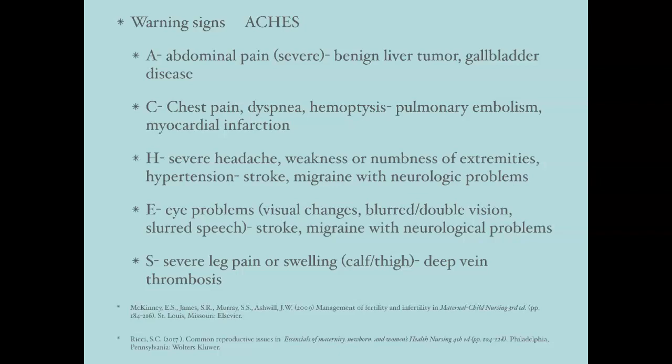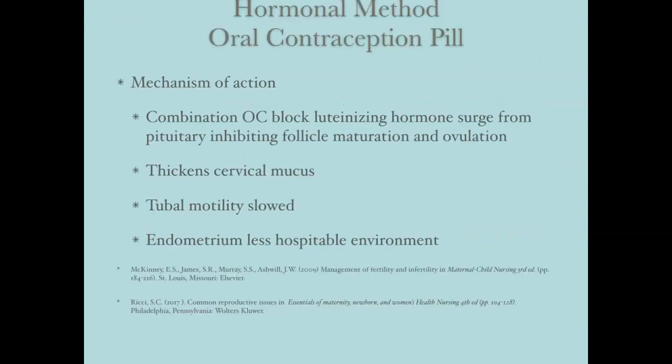E for eye problems, meaning visual changes, blurred or double vision, slurred speech, again, may be indicative of a stroke or migraine with neurological problems. And then S is for severe leg pain or swelling, usually in the calf or thigh. Think deep vein thrombosis. So, ACHES.